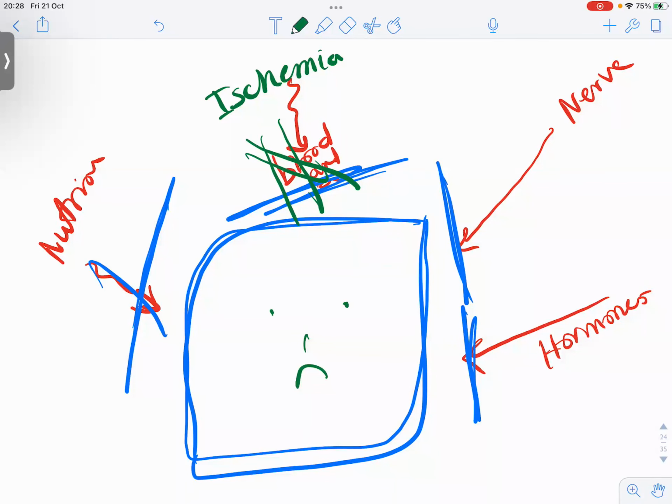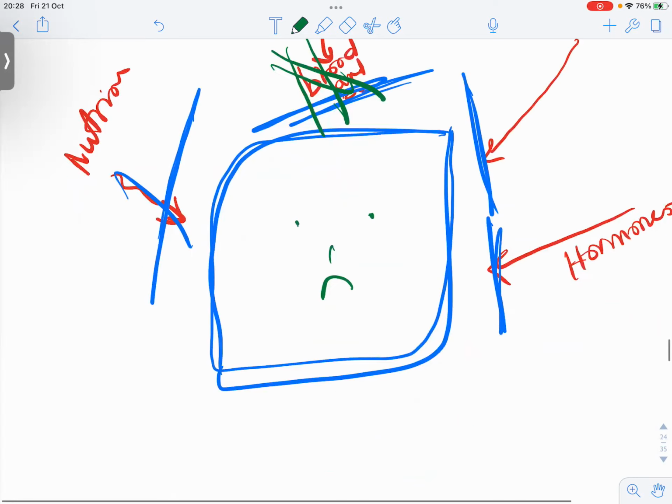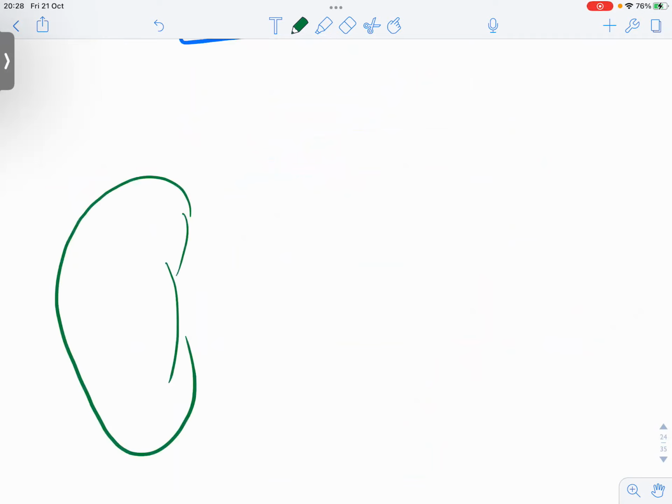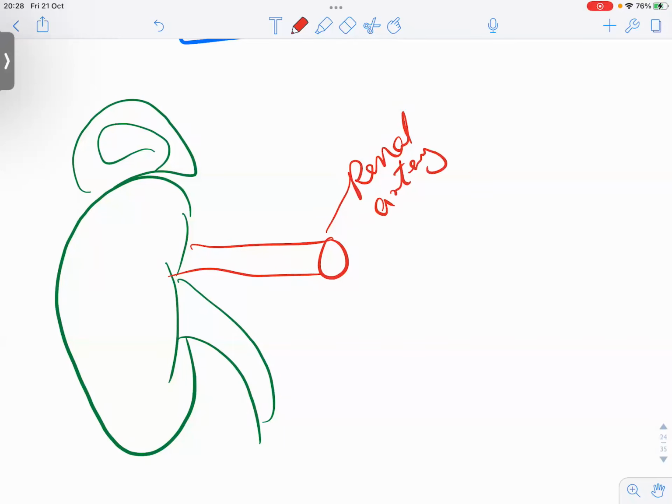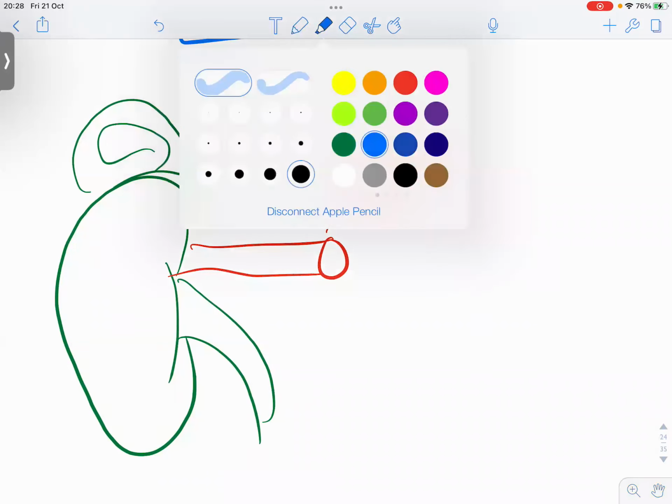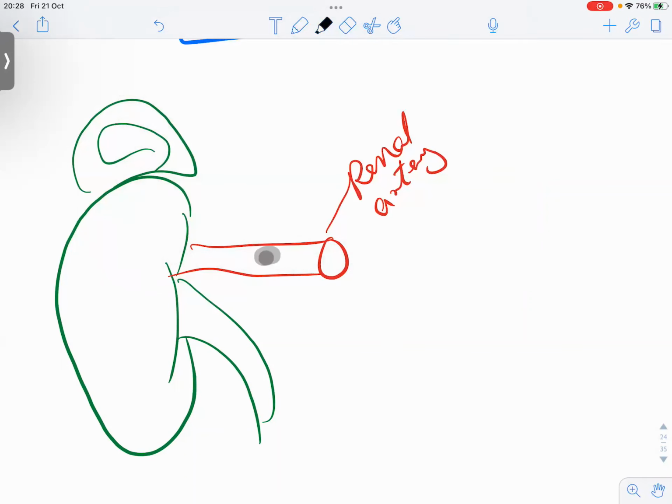The organelles inside the cell will not get nutrition, blood or oxygen, and a lot of metabolic reactions will stop, and the cell will try to shrink and die off. For example, in some disease of the kidney, here the renal artery. Renal means kidney, the artery which supplies the kidney with blood. For example, some patient gets atherosclerosis or some stone which blocks the blood supply to the kidney.